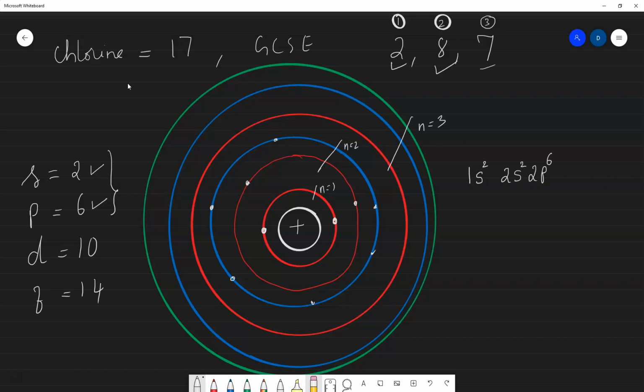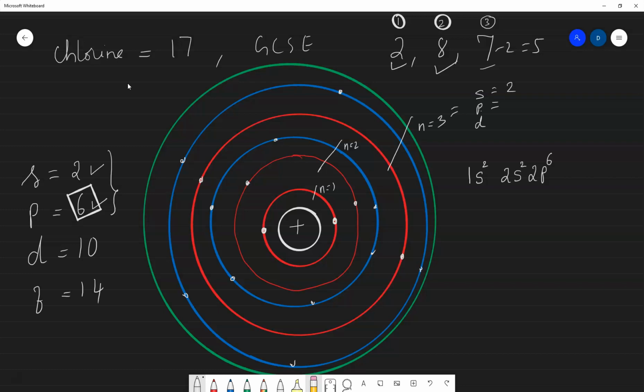In the third shell, you know that we got S, we got P, and we got D. You know that S can have a maximum of 2. So first I'm going to put 2 electrons here. When you take away 2, you're left with 5. P subshell can have a maximum of 6, you know that. So the 5 electrons will go in the P subshell.